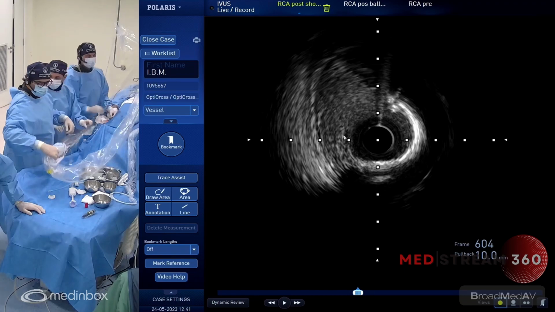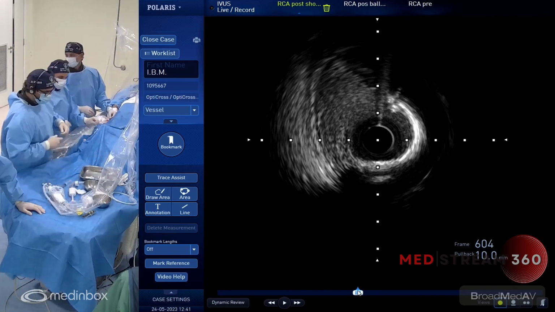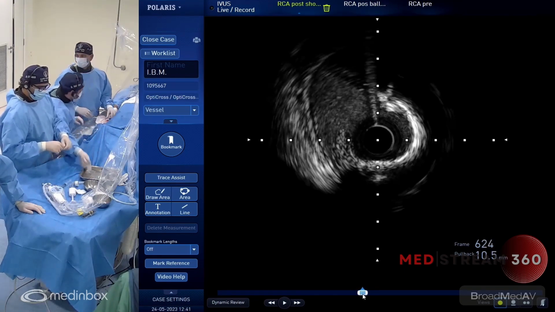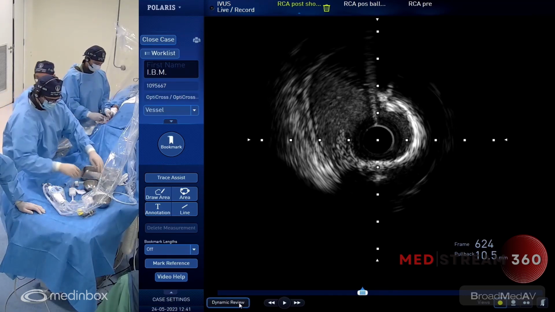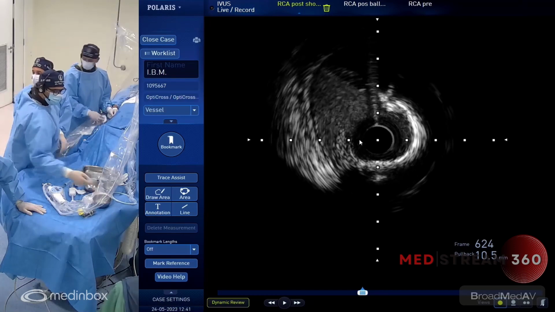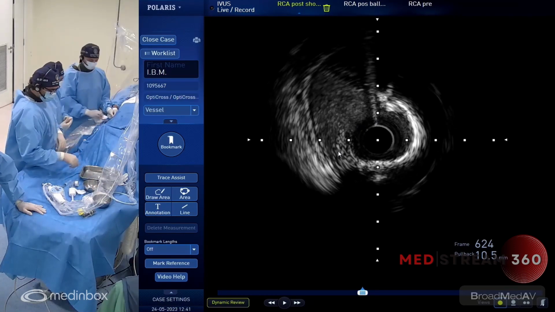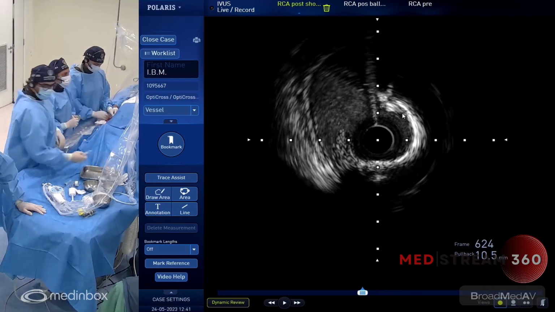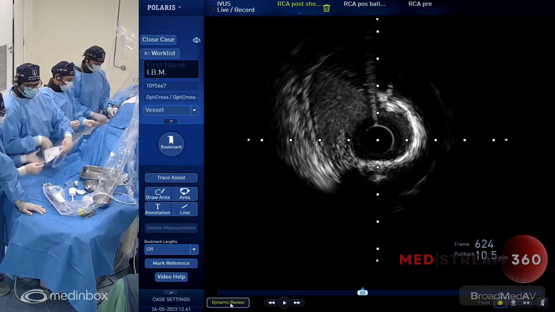Yeah, you see here a dissection just at 9 o'clock. And then as you come here, you see the flap here. It's very nicely demonstrated here. You can have this tool here in the Boston system that you can see moving, so you know what's the bloodstream and what is the plaque here. And you can see the flap and 180 degrees of calcium.